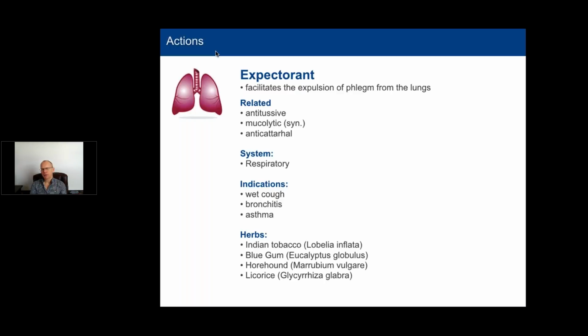In general, an expectorant is used for wet coughs, things like bronchitis or asthma, to help clear things and decrease the congestion inside the airways.